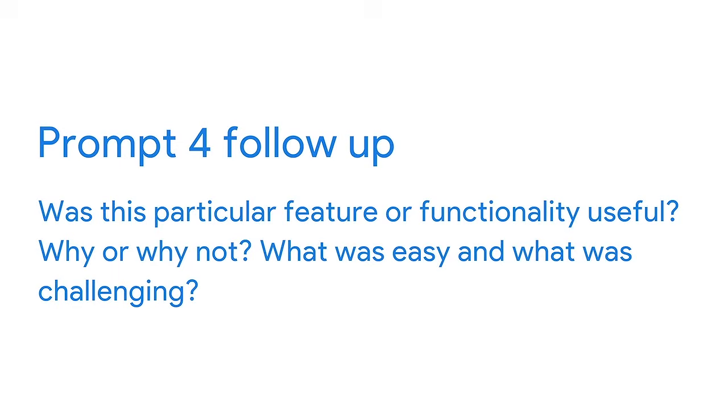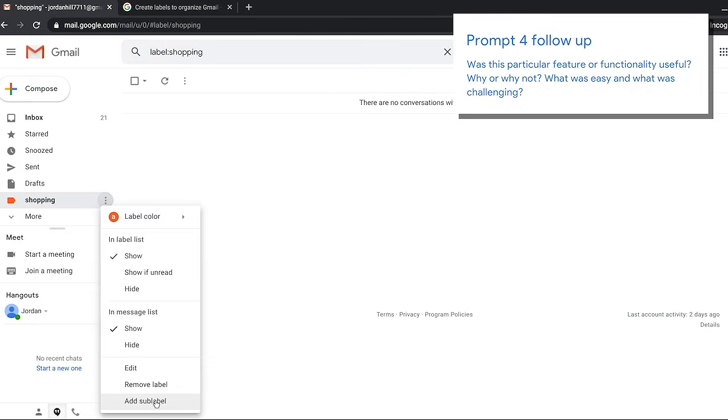Sorry. Prompt 4 follow-up. Was this particular feature or functionality useful? Why or why not? What was easy and what was challenging? I eventually figured it out, but I don't really understand why you'd use a sublabel or what I'd really want it for. I also don't know if nesting and sublabel mean the same thing.